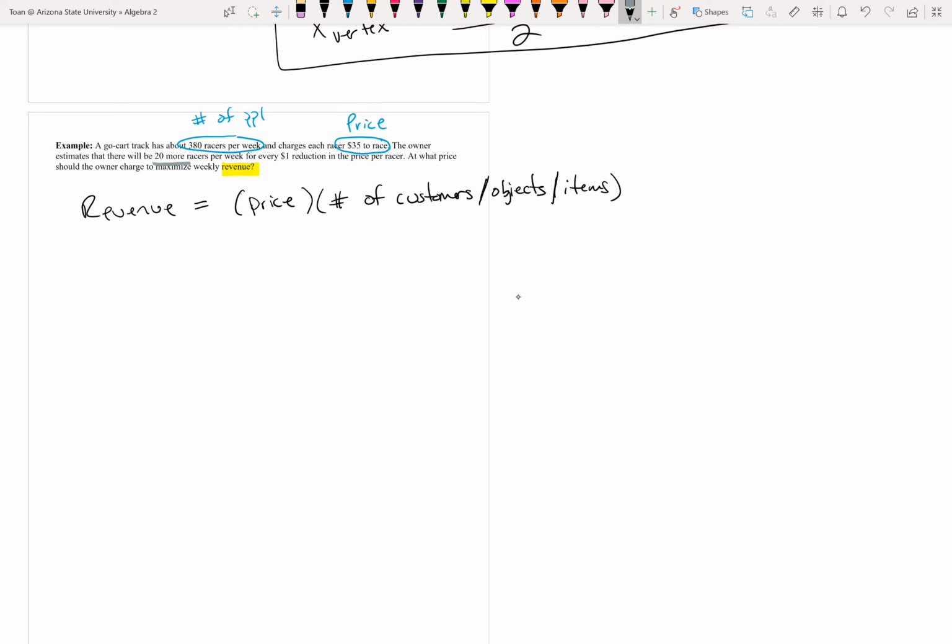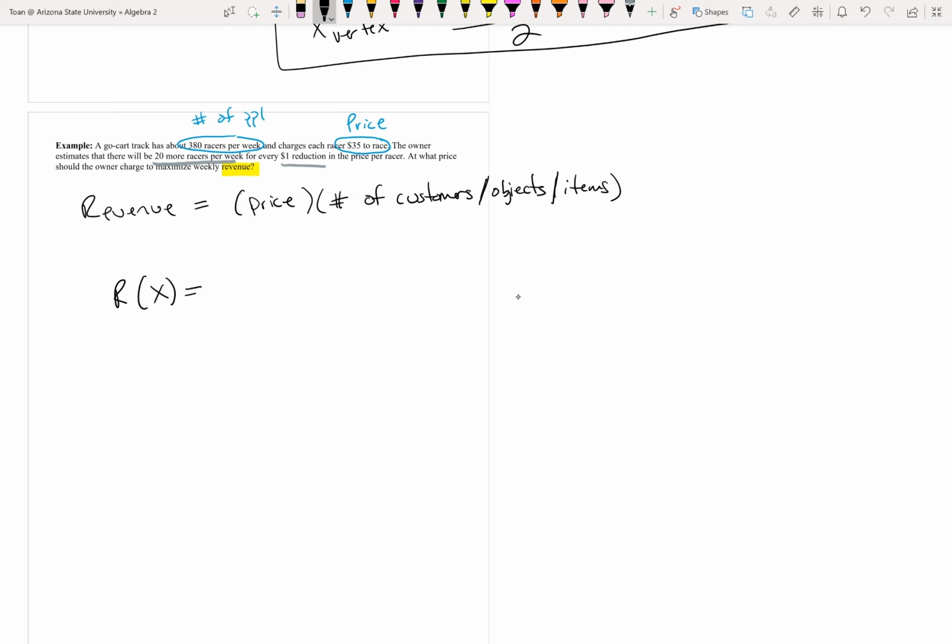There'll be 20 more racers, $1 reduction. So this isn't going to be a simple formula as 380 times 35 because we're going to be changing the price and we're going to be changing the number of racers. So what you have to do is use a variable, say x, to represent these changes. So let's go ahead and build our function here. I'll use r instead of f, r for revenue.